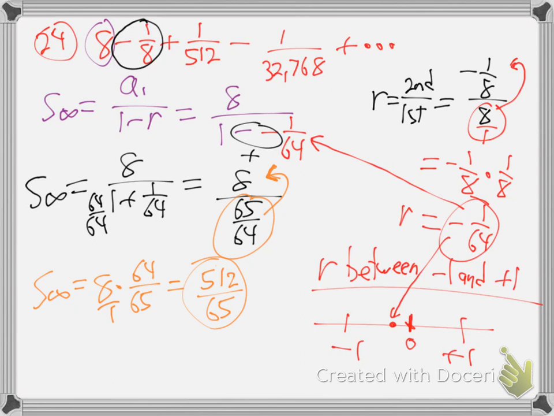You guys are not looking too thrilled with this. I want to make sure I'm making sense. Is it making sense? Anything I can clarify? It's just weird. It's new. It is weird, isn't it? It's weird that you can add up things forever and get a finite number.